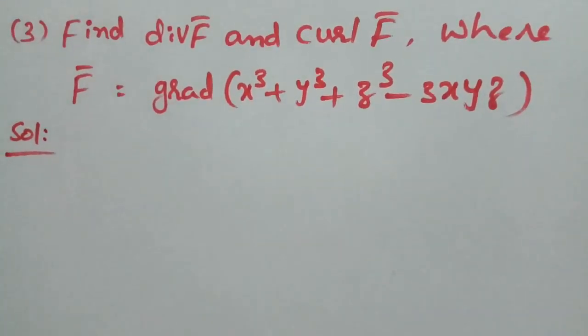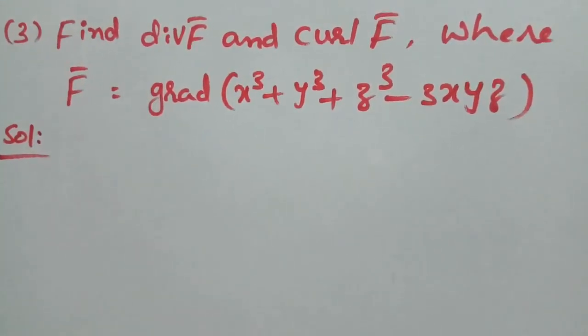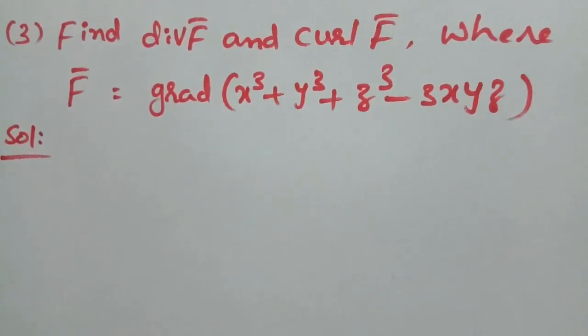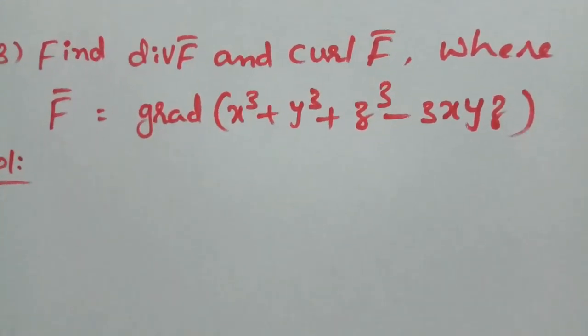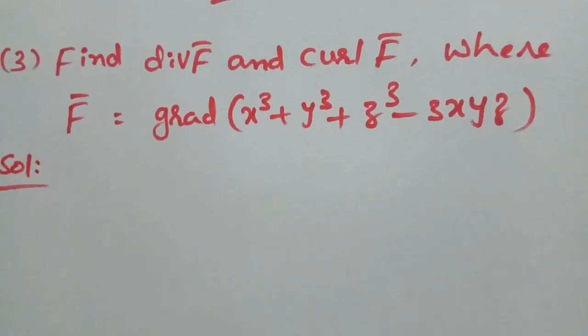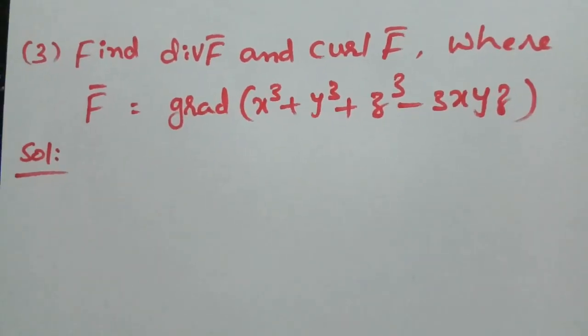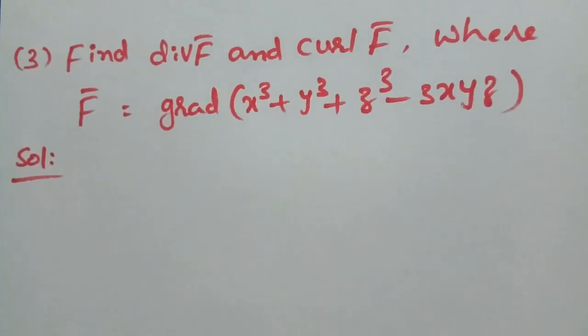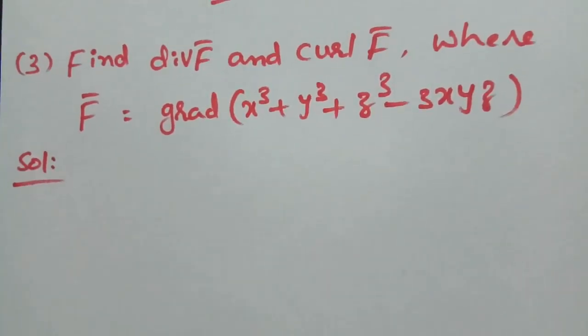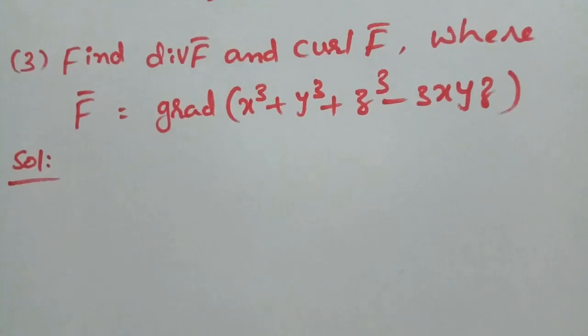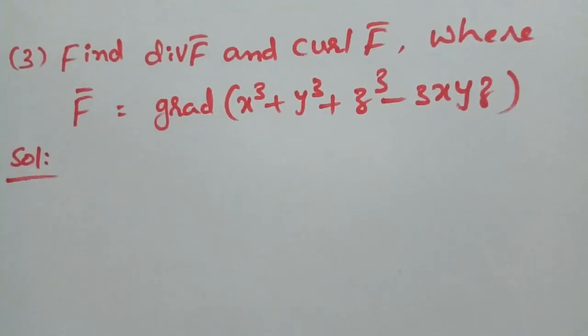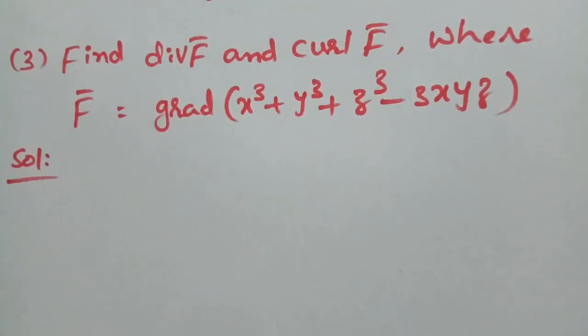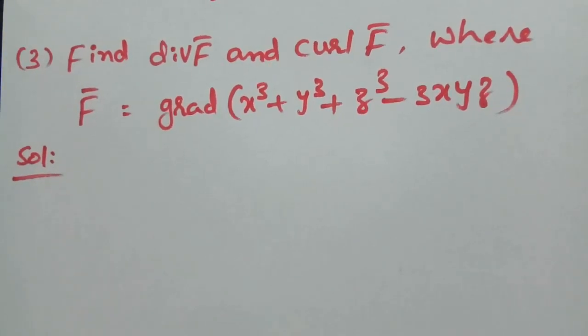So we have to find divergence and curl of a vector F bar. F bar is here, grad of x cube plus y cube plus z cube minus 3xyz. Therefore, first we have to find the grad of a scalar point function x cube plus y cube plus z cube minus 3xyz. Then it becomes a vector, since del is a vector differential operator.